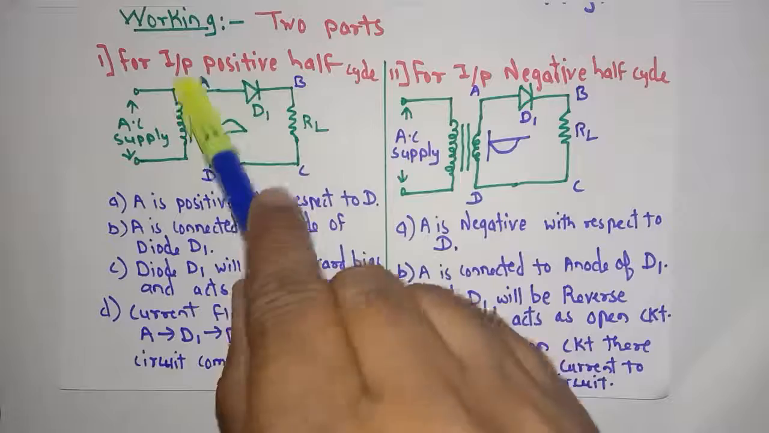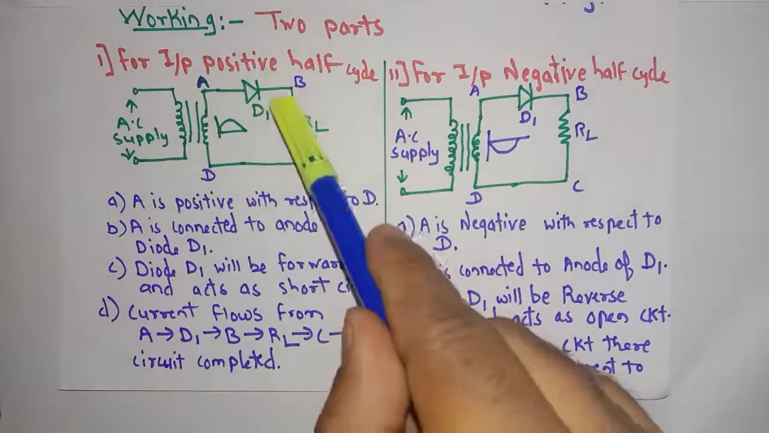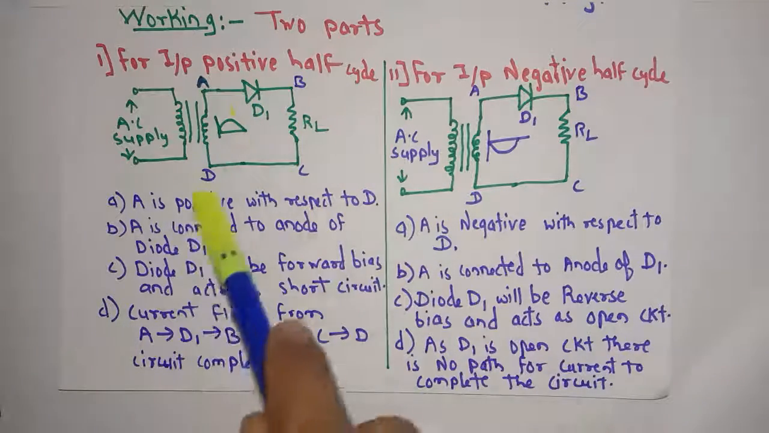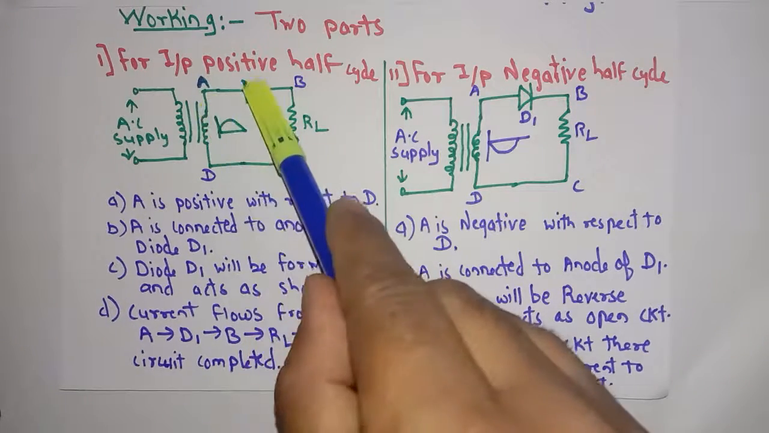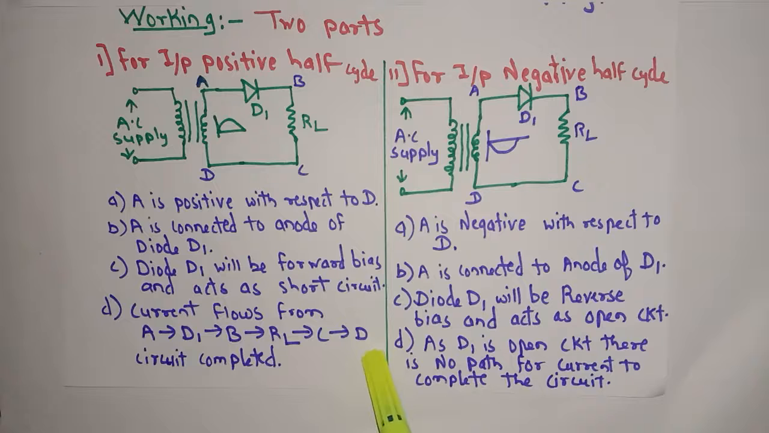As A is connected to the anode, diode D1 will get forward biased and it will act as a short circuit. So current starts flowing from A, through diode D1, B, RL, C and then to the terminal D. In this way the circuit is completed.